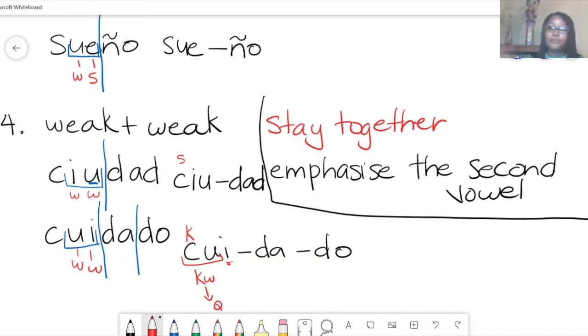So what are we saying in a nutshell when it comes down to vowels and syllabification? We have 4 rules. Strong plus strong, strong plus weak, weak plus strong, weak plus weak. In all except the strong plus strong, the vowels stay together. Once there is a strong vowel, whether they're separate or whether they're staying with a weak vowel, you're going to hear the strong vowel over the weak vowel. When you have the 2 weak vowels coming together, it's the second vowel that will be emphasized. So in a nutshell, that's part 1 of syllabification.